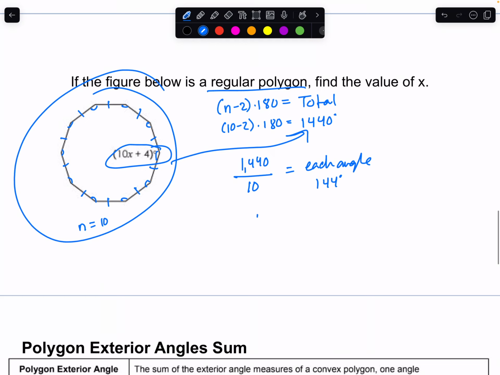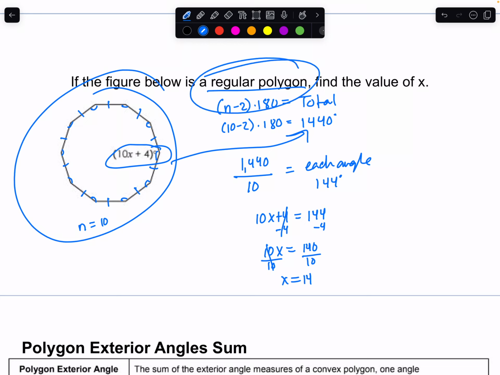So, since this angle is represented by 10x plus 4, I can set that equal to the measure of the one angle alone. Then I can solve for x. Subtract 4 on both sides. 10x equals 140. Divide both by 10. And I'm left with x equals 14. Voila. So knowing the total is very helpful, and the fact that this is a regular polygon helps me find out that each angle is going to be found by dividing the total by the number of angles.